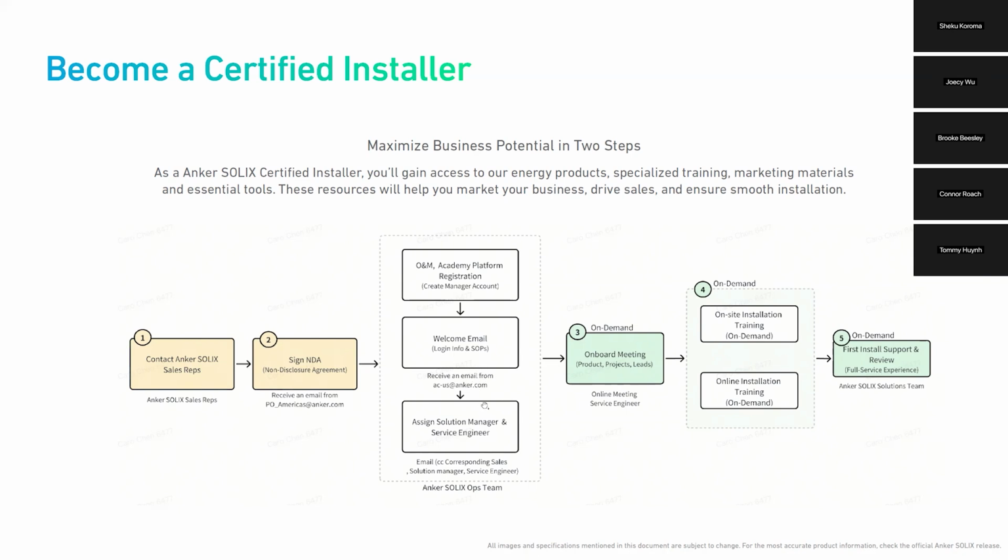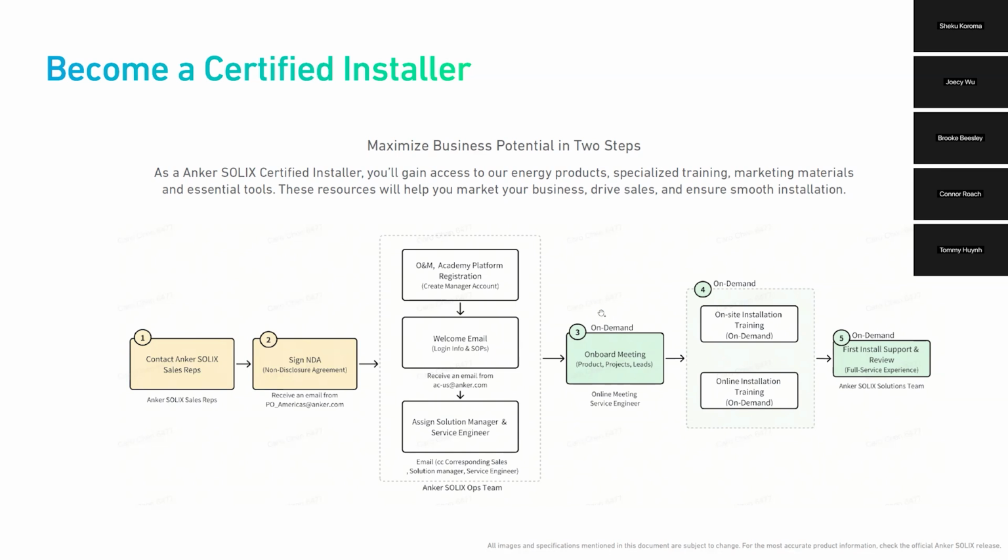And then you'll also get assigned a solutions manager and a service engineer. So that means you'll have 3 points of contact for Anker. The solutions manager and your service engineer are going to be your technical points of contact. So if anything ever comes up that's technical in nature or troubleshooting, those are the two people that you're going to reach out to. So after you've gotten that all taken care of, you'll have an onboarding meeting with that team. And that'll usually be hosted by the service engineer. And that'll just be an overview of our product and everything that it has to offer.